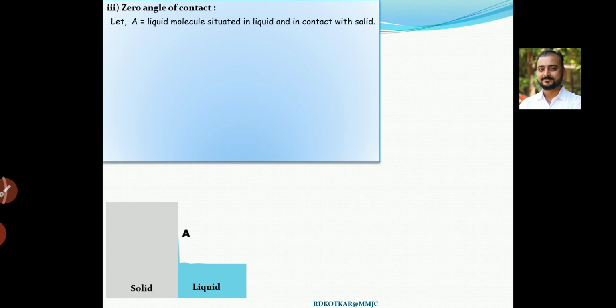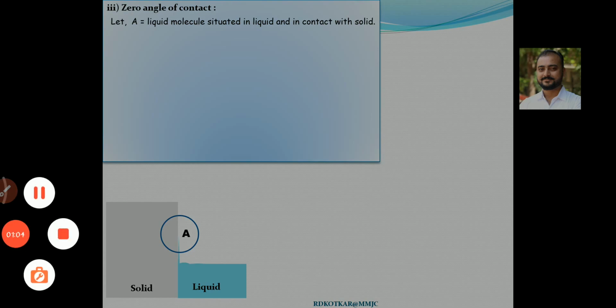So for this, we consider the liquid taken inside the solid, in which we can say here A is the liquid molecule situated in contact with the solid. Okay, what does that mean? The liquid is poured in a solid, and in this we observe the following.